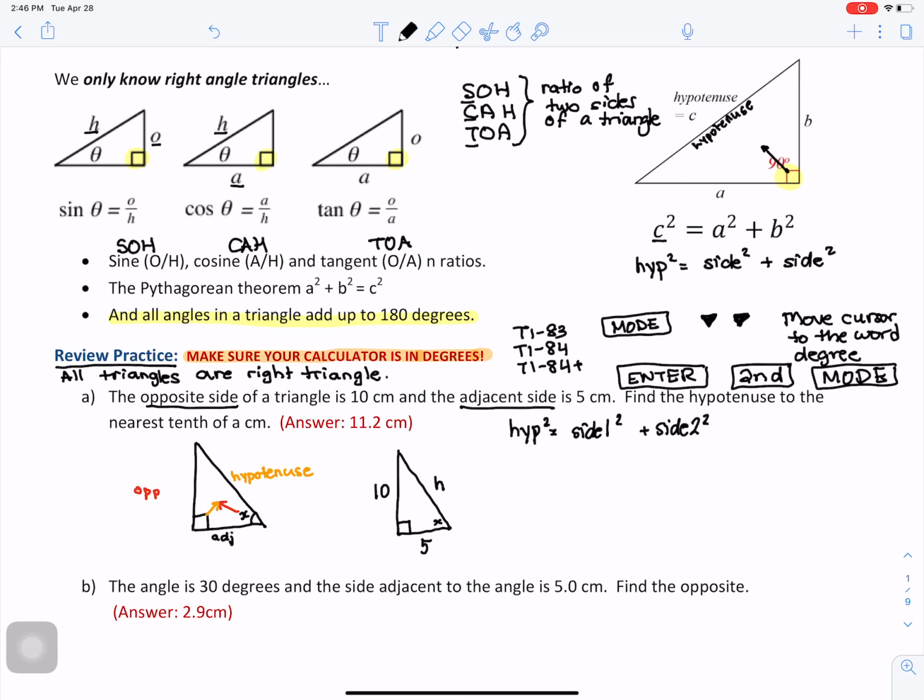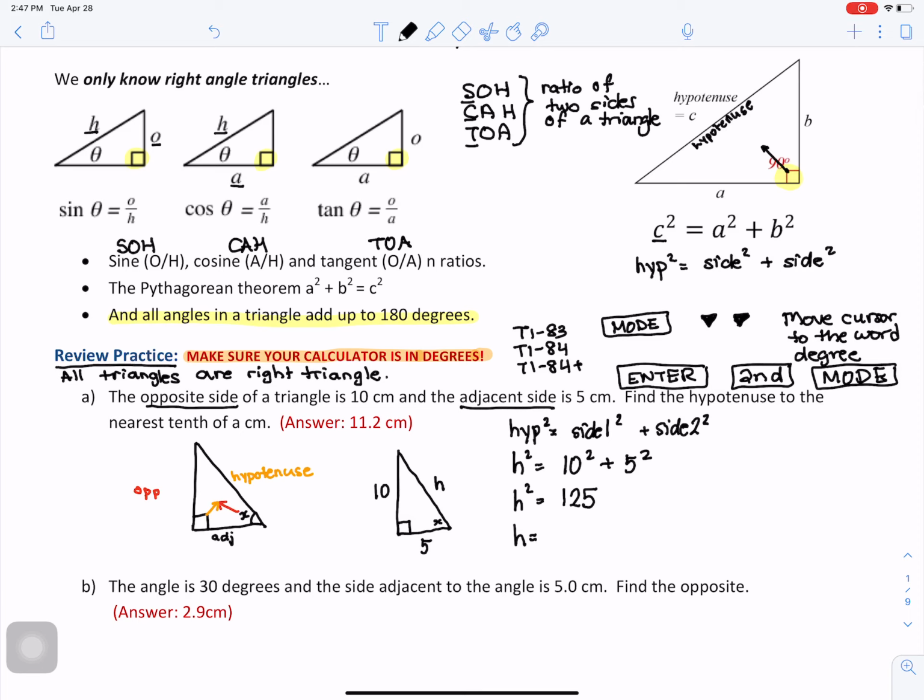So my hypotenuse H squared is equal to 10 squared plus 5 squared. So on my calculator, I'm going to work out 10 squared, which is 100. I'm going to work out 5 squared, which is 25, and I'm going to add them together, and I get 125. Now, when I solve for H, I'm going to square root both sides.